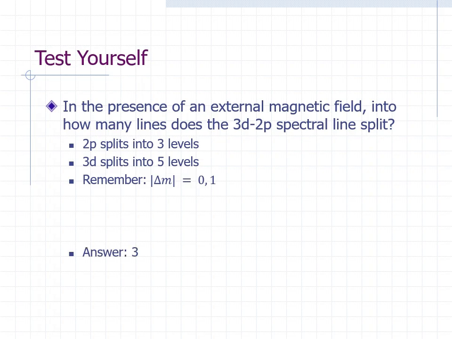In fact, you can show that for all the allowed transitions, the splitting is 3 because of the selection rule that quantum number m cannot change by more than 1.